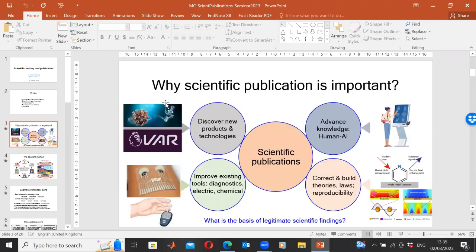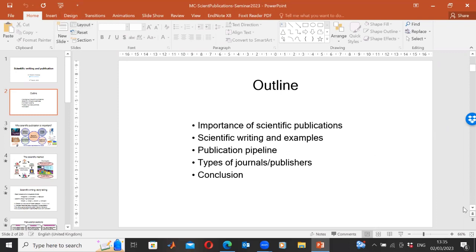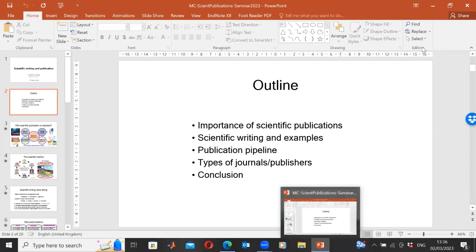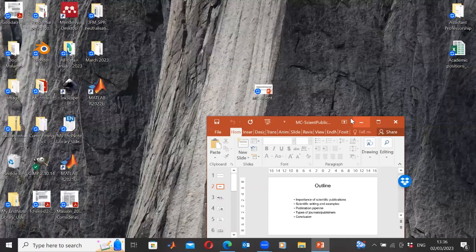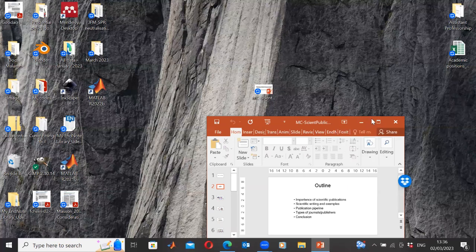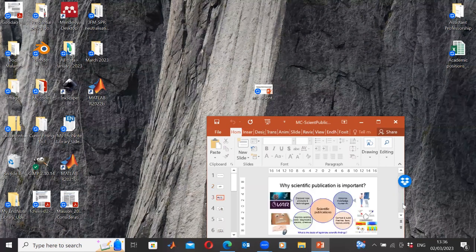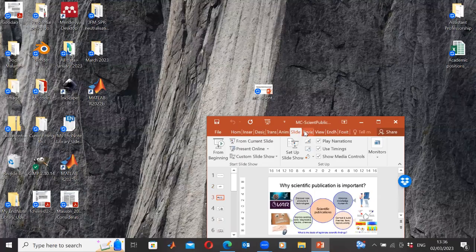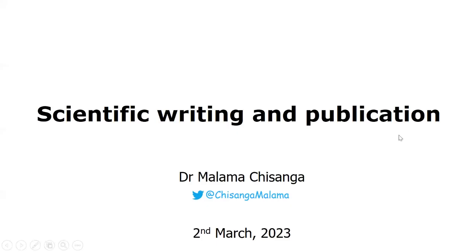Right. So maybe I need to put this one in. Just a moment. I think I'm losing my screen a little bit for some reason. Can you see the entire screen now? Yeah, yeah. Okay, perfect.